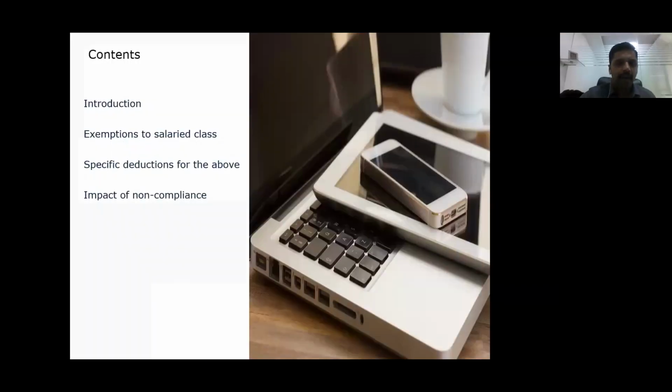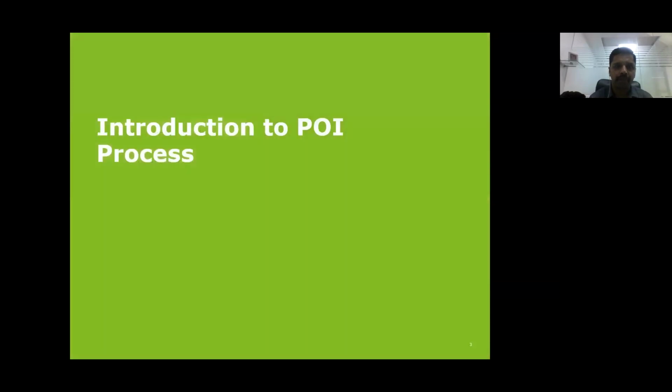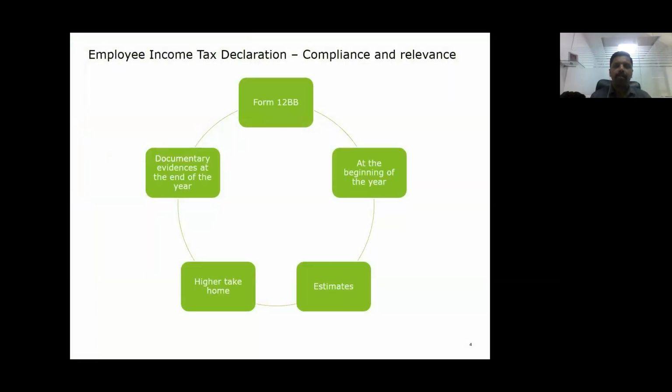So basically, as I already mentioned, the contents of this session would be the introduction, the exemptions for salaried employees, the specified deductions in case of salaried employees, and the impact of non-compliance. Coming to the introduction, the life cycle of the income tax declarations or proof of investment submission starts with Form 12BB. Most of you may be familiar with Form 12BB, and recently even Form 12B has been added as an extra form as a part of these income tax declarations.